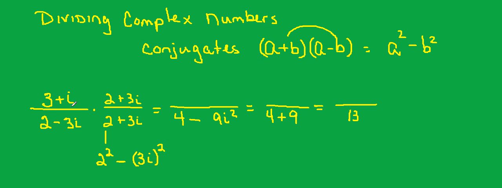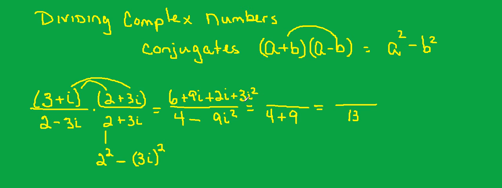Then I'm going to FOIL this guy here. So let's see, I'll put it in parentheses, and I've got what? 3 times 2 is 6. Outside is plus 9i. Inside is 2 times i, which is plus 2i. And last is going to be i times 3i, which is going to be positive 3i squared.